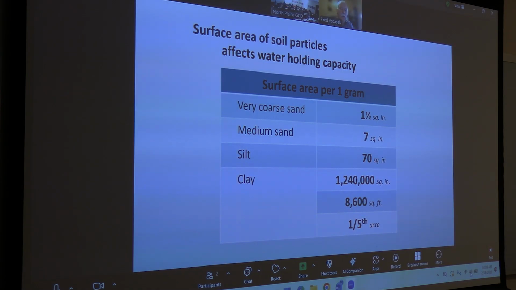And this is important because one of the characteristics is water will kind of wrap around in films around that surface area, depending on how it is, but it sort of wraps around these particles. So we have more surface area in that soil. We simply have the ability to hold more and more and more water.